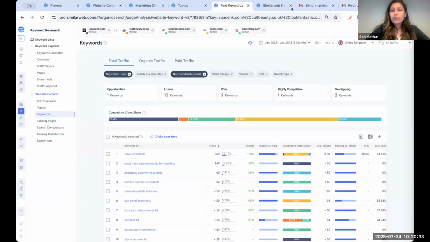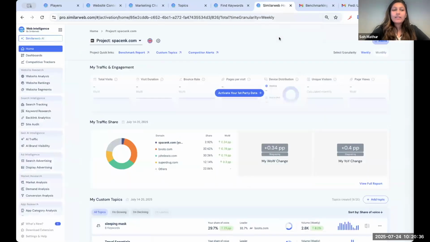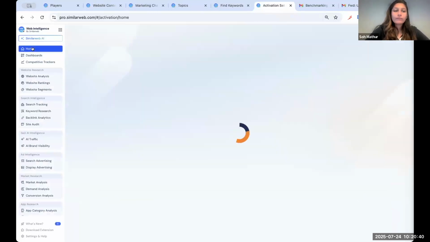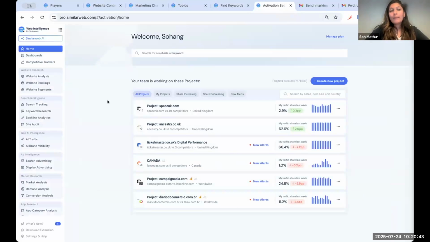One last thing that I want to show you today is the new Similarweb homepage. Now, this is a homepage that all of you can find in your platforms. It sits within the home section, but it basically gives you the opportunity to create a project for your competitors or your partners or your retailers, right? We've created one for Project Space NK. And you can see we're looking at 10 different competitors within the UK. And it also gives you the ability to subscribe to email alerts.